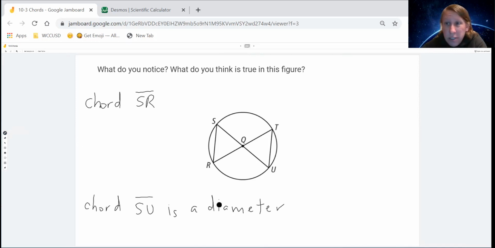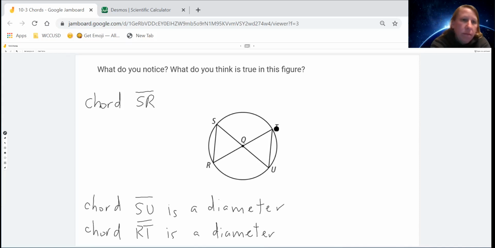Is there another diameter in this problem? SU goes through the center and has endpoints on both sides. What about RT? Yeah, also a diameter. Chord RT is a diameter. Circles have an infinite number of diameters, but they're all the same measure. What else? Do we see another chord? Yep, I see another one. Where's another chord? Chord TU. From there to there, that's a chord.